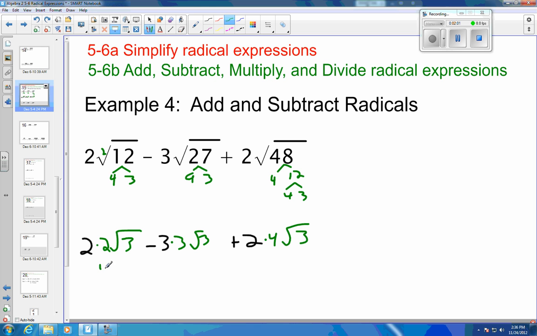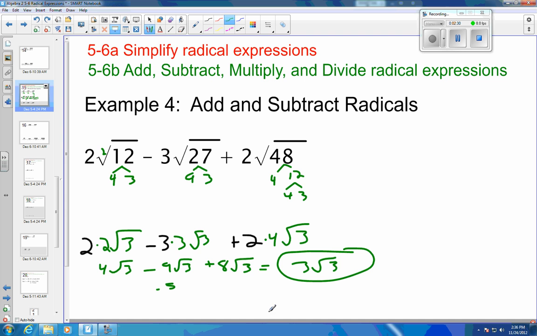2 times 2 is 4 square roots of 3, minus 9 square roots of 3, plus 8 square roots of 3. From there, I'm ready to combine like terms. They're all the square root of 3, so they can be combined. So 4 minus 9 would be a negative 5, plus 8 would be a positive 3 square roots of 3. Final answer on that problem. Doesn't look like you're going to get something that simple, but you do.